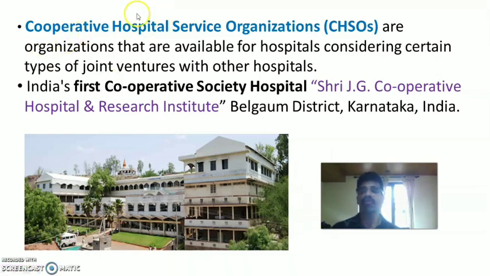Actually, the management of the cooperative hospital is the Cooperative Hospital Service Organization, that is CHSO. So they have got a number of hospitals under this Cooperative Hospital Service Organization. So they have ventures with the other hospitals. India's first cooperative society hospital is Sri J.G. Cooperative Hospital and Research Institute, Belgaum district, Karnataka, India. So this is the first cooperative society hospital in India.